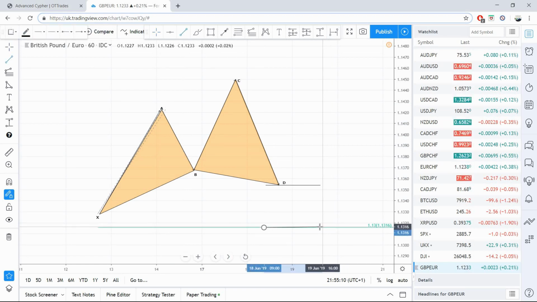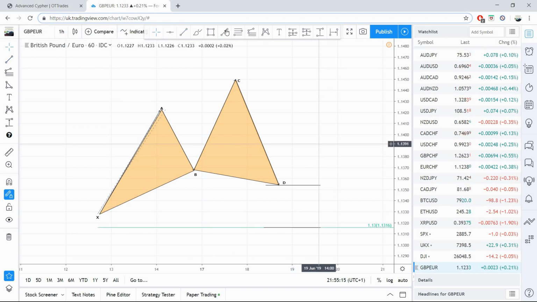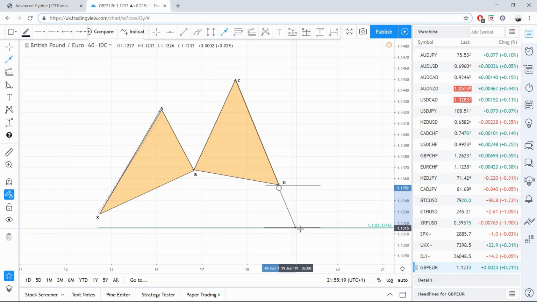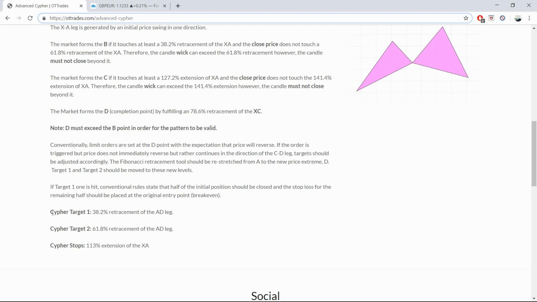So we know at this point the pattern's been invalidated and we should exit the trade. The trade is no longer valid. Price has moved lower, so the pattern's no longer valid, and we're expecting price to continue down, or the odds are against us in price retracing back up to hit our target point. So that is our invalidation level. The 113 of X to A is our invalidation level.